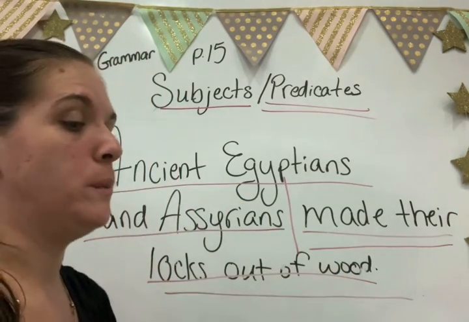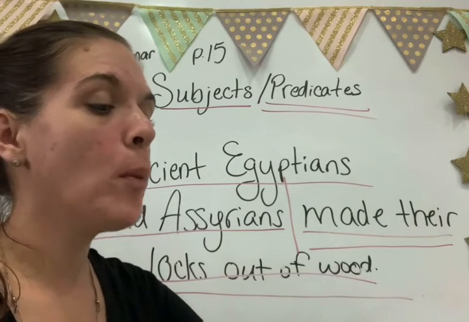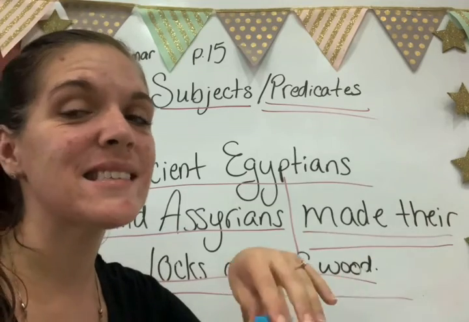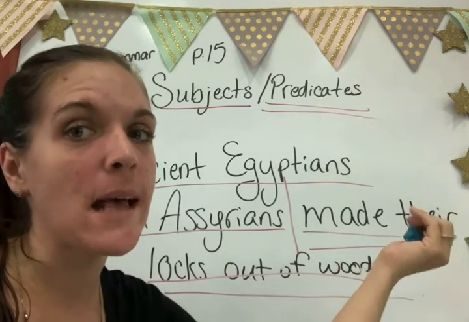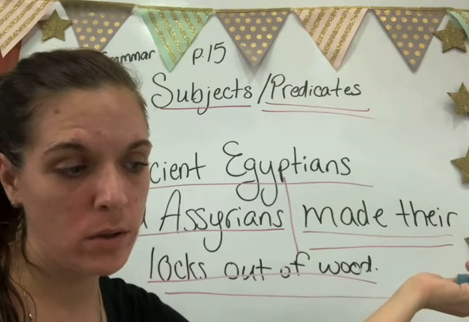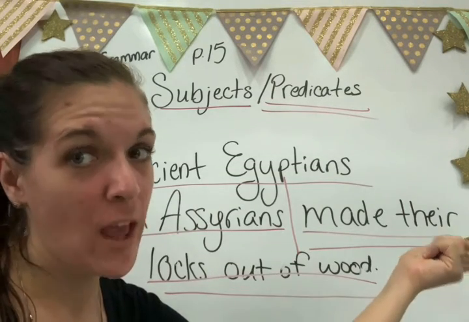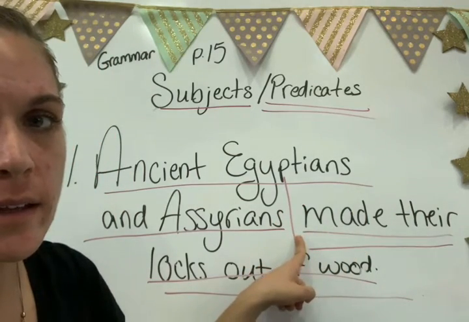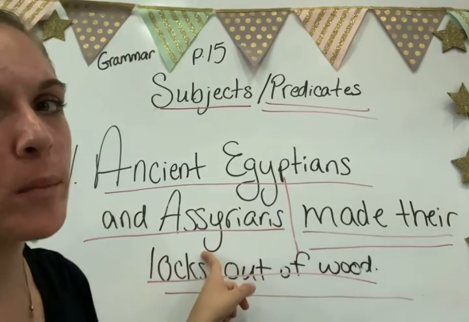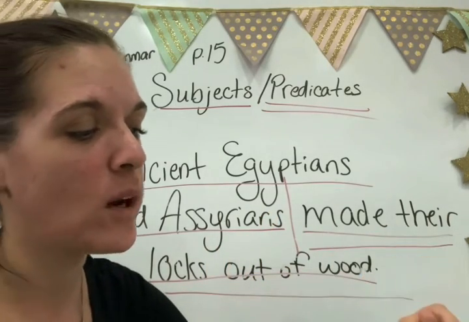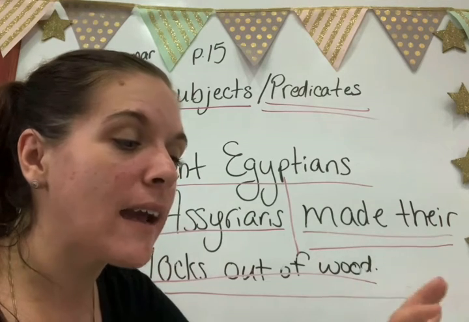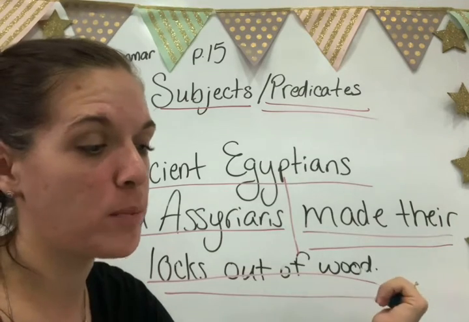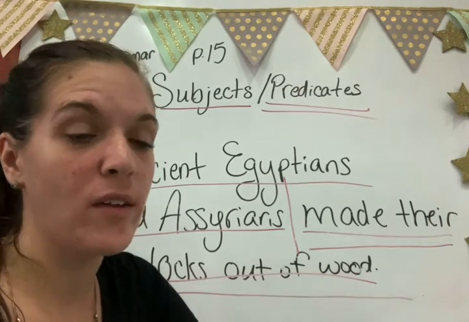Okay, look at number two. The Romans made iron keys for their metal locks. So what is the subject? Who is this sentence about? The Romans. So go ahead and put your line after the Romans. Put one line under the Romans, and then what's your predicate? Look what it says. What did the Romans do? Made iron keys for their metal locks. So put two lines under your predicate, okay? I'll let you do the other two by yourself.